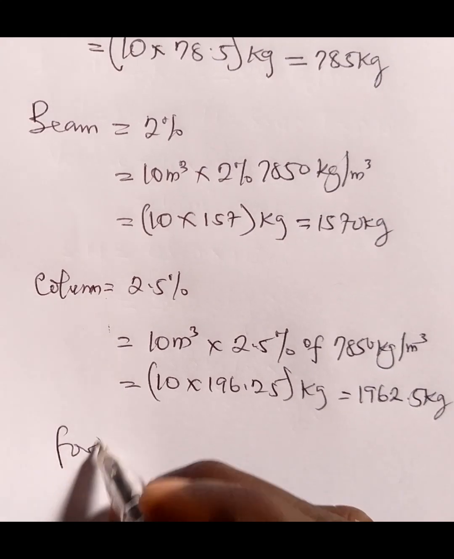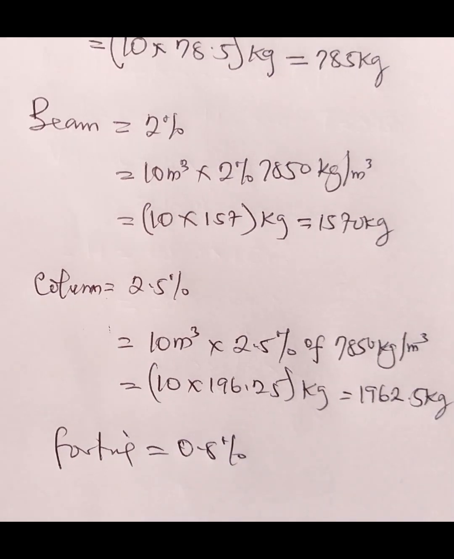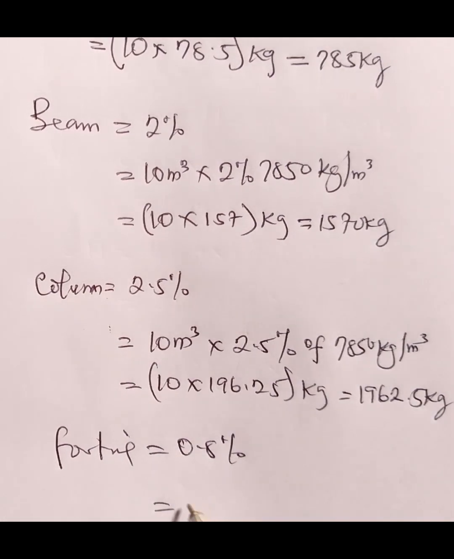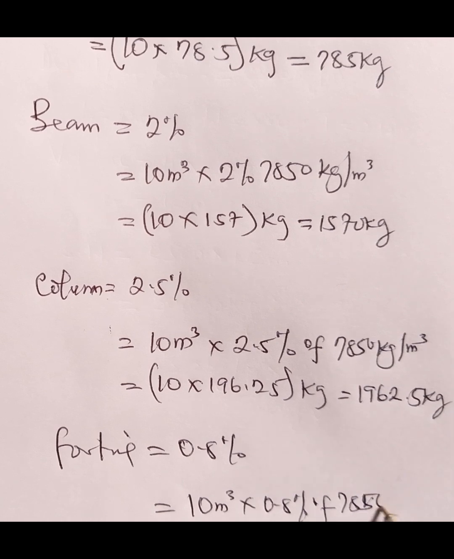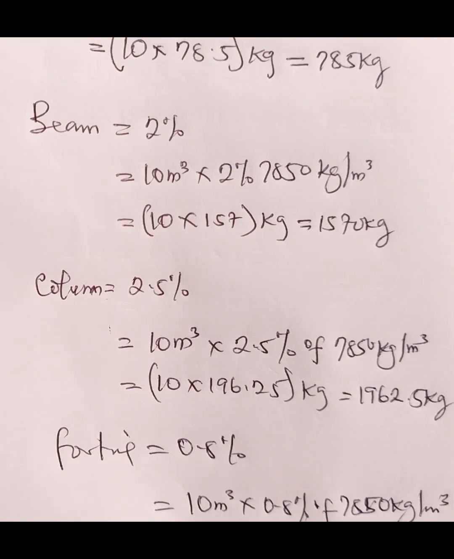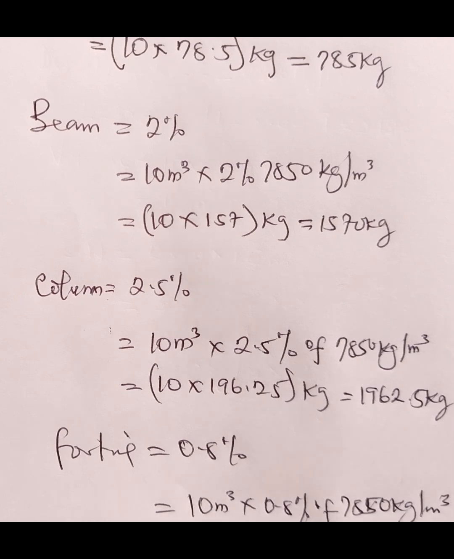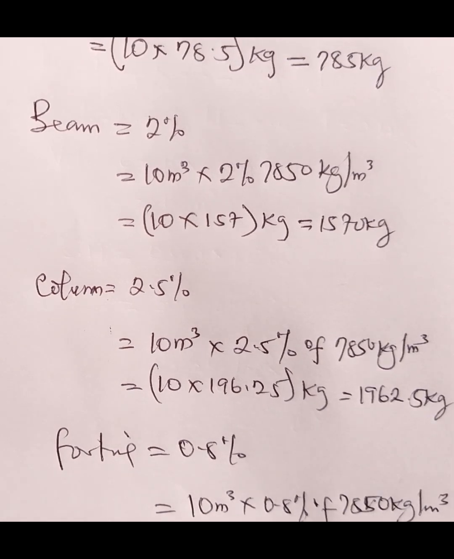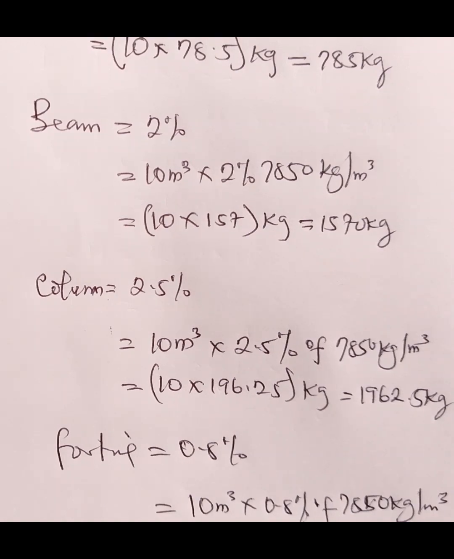For our footing, we use 0.8% of steel present in footing. So if that is the case, it means we have to use the total volume multiply by 0.8% of what? 7850 kilogram per meter cube. So this will eventually give us what? 10 multiplied by 0.8% of this will give us what? 62.8, or in kilogram. This multiplied by this, we have 628 kilogram of steel.